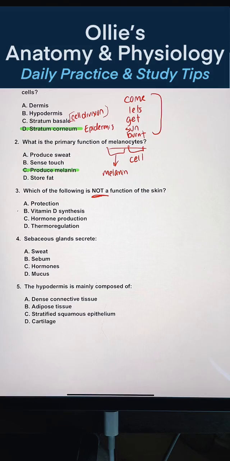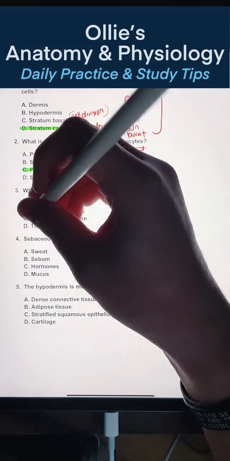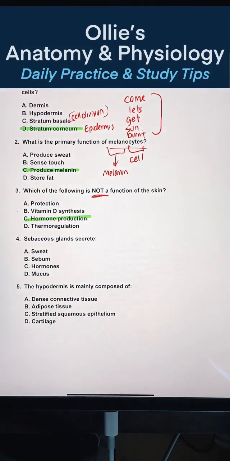But for number 3, the answer is C. It is hormone production. The skin does not produce hormones itself. Protection is our major function. Vitamin D synthesis does occur when we're exposed to UV light, and thermoregulation is managed through sweating and when we dilate and constrict our blood vessels.